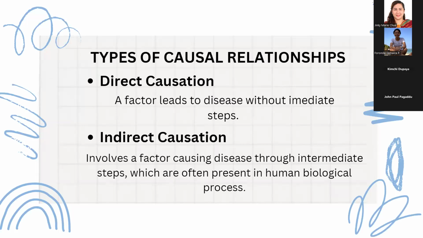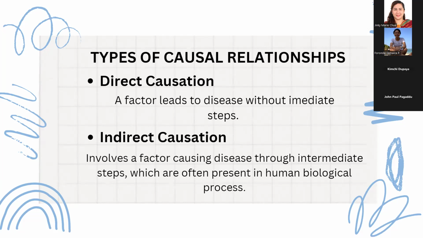Okay, let's now go with the types of causal relationship. In causal relation, bago natin i-discuss ang types of causal relationship, it can be direct causation or indirect causation. Pag sinabi nating direct causation, a factor leads to disease without immediate steps. While the indirect causation involves a factor causing disease through intermediate steps which are often present in human biological process.